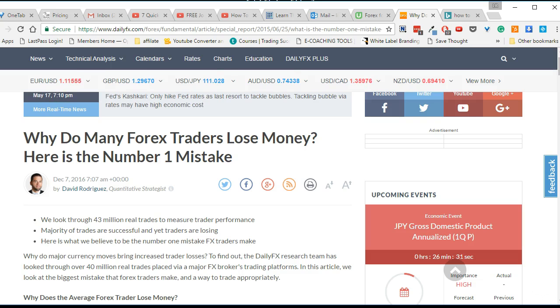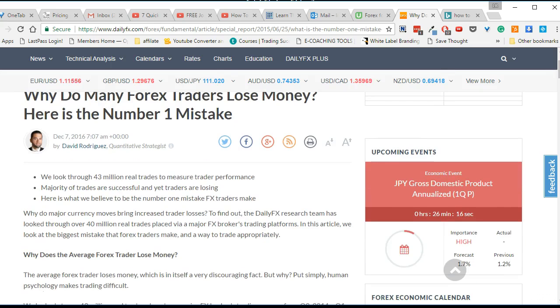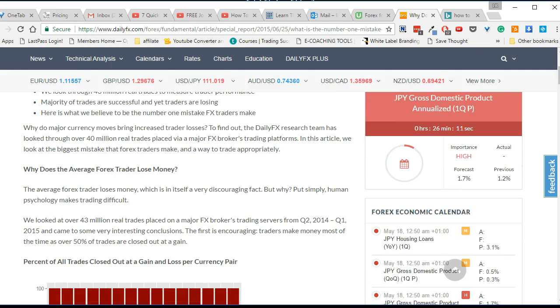There was an article in Daily FX, which is the online sort of news website for FXCM. And this article was done on December the 7th, 2016 by David Rodriguez. And they looked through 43 million real trades to measure trader performance. And here's what they said. The majority of trades are successful, and yet traders are losing. Here is what we believe to be the #1 mistake FX traders make. So they go on to say, I mean, if you can read through it, and I'll put the link below this video.